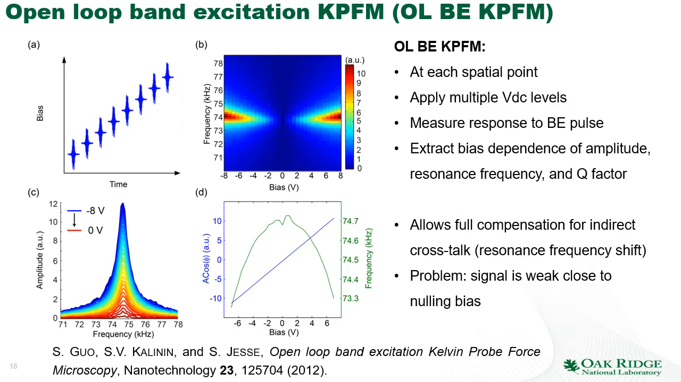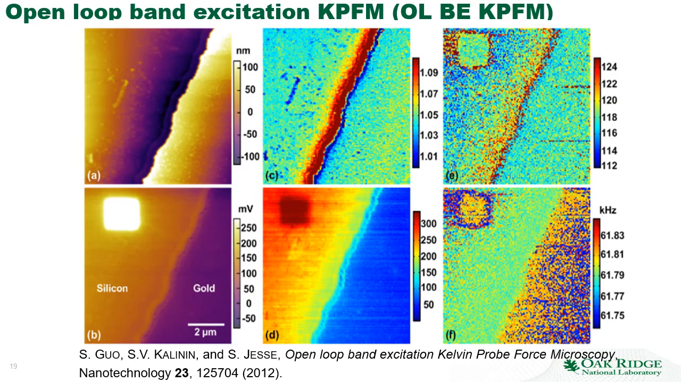The problem, of course, becomes that the signal is weak close to the nulling bias, so we sort of have to extrapolate the measurements away from nulling bias close to the nulling bias. And this is the example of how the open loop band excitation KPFM works. So this is a region formed by the silicon and gold. So this is a gold electrode on silicon.